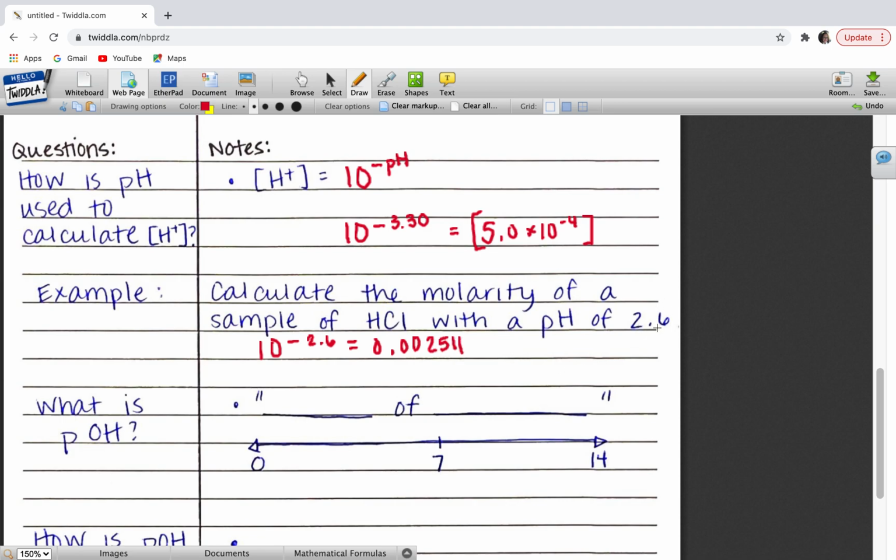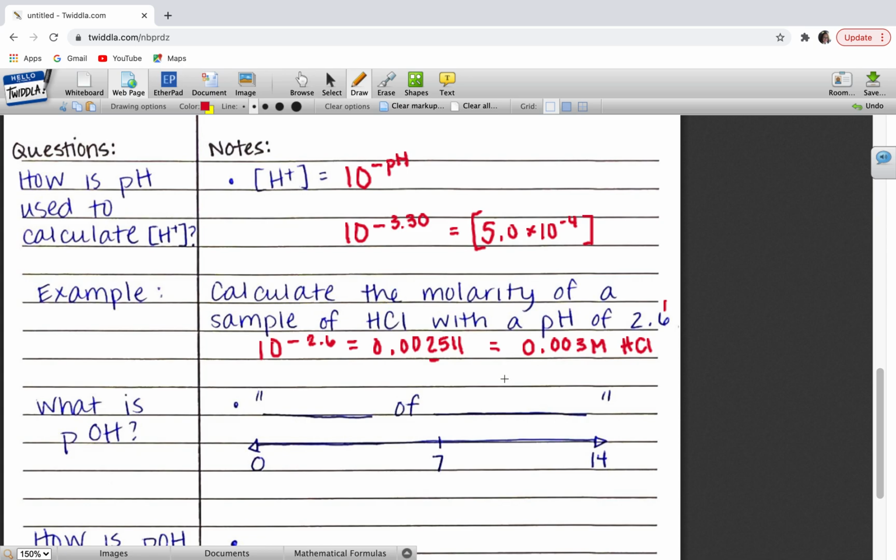If I look at it, this was a pH value and there was only one decimal place after, so that means I'm only going to keep one significant figure, which means that I'm keeping this first significant figure, this first non-zero digit in my value. And so if I round that, that's going to be 0.003 would be the molarity of the hydrochloric acid in this solution.